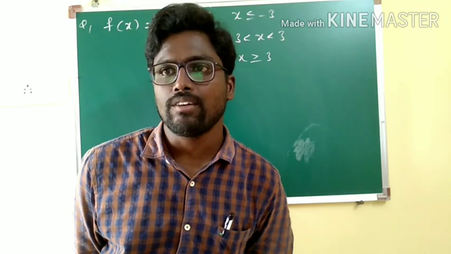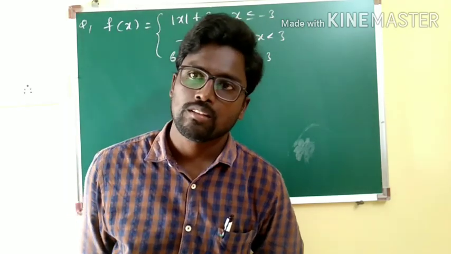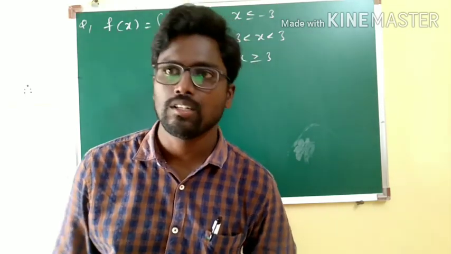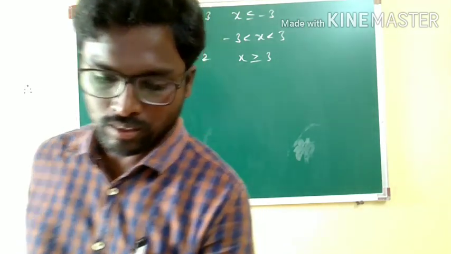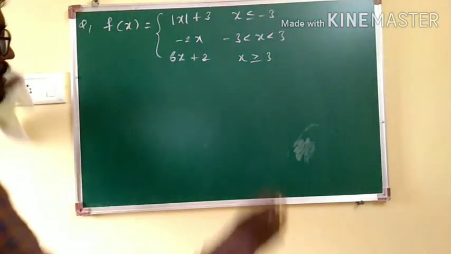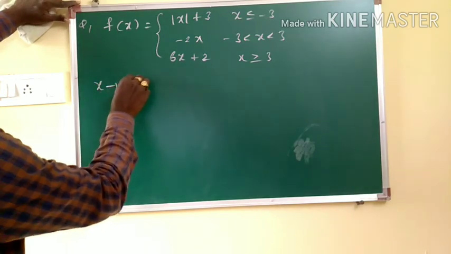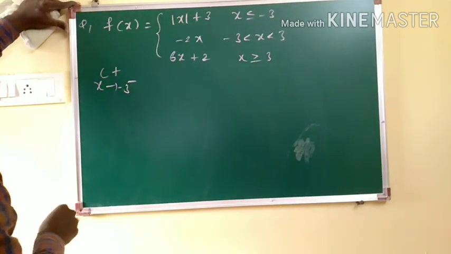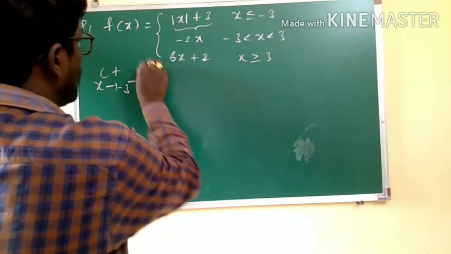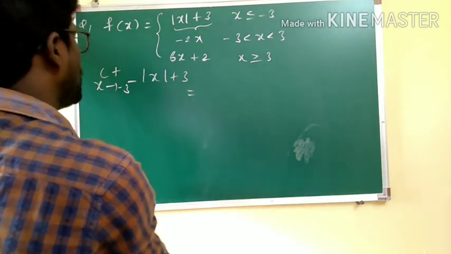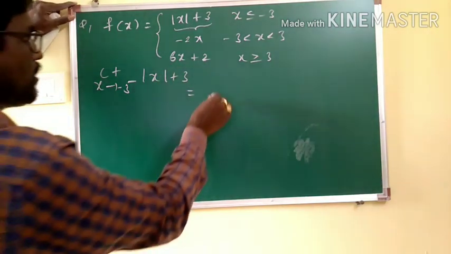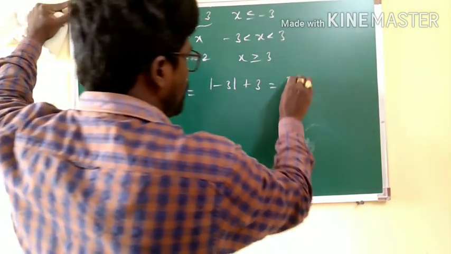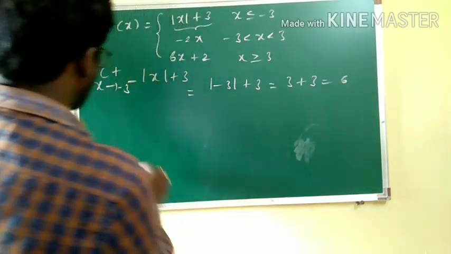Then the point at which the given function is discontinuous will be the point of discontinuity. First we'll calculate the limit as x tends to minus 3 minus. For minus 3 minus, what is the suitable function? Mod x plus 3. Since there is no undefined case, with direct substitution I take mod of minus 3 plus 3. What is mod minus 3 plus 3? 3 plus 3 is equal to 6.